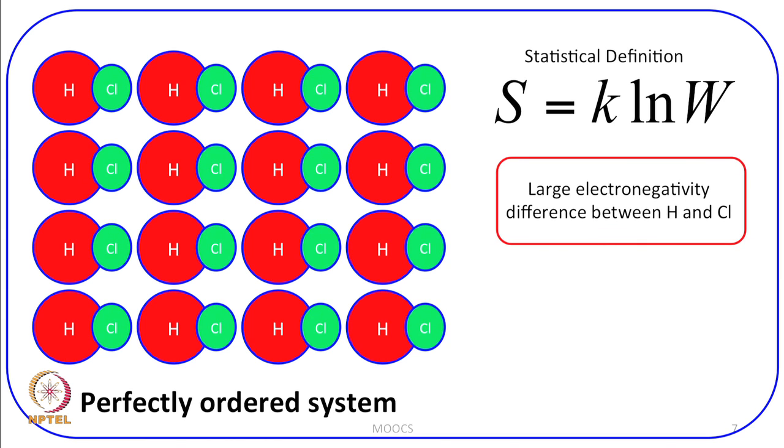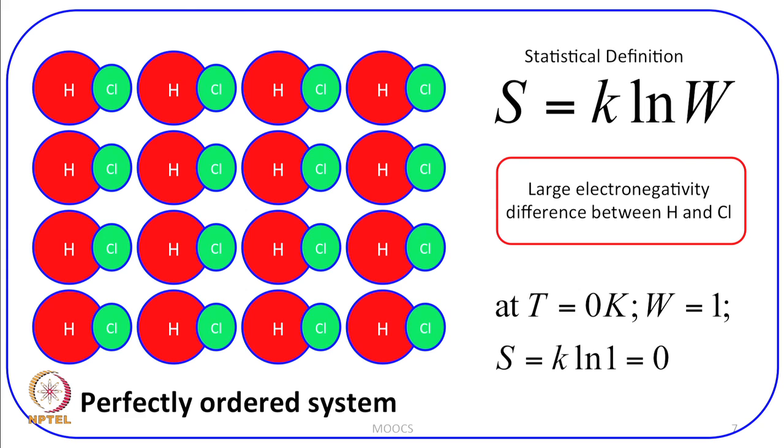And then if you substitute W equal to 1, S is equal to 0. So therefore, the entropy of this system for HCl at T equal to 0, when the system is in perfectly ordered shape, the value of entropy is equal to 0.